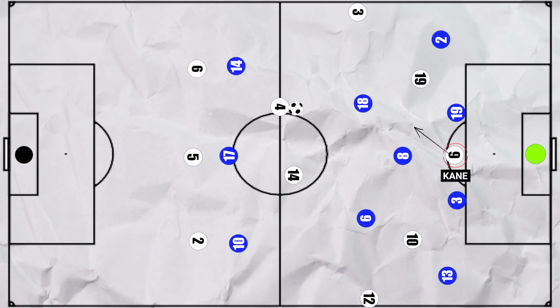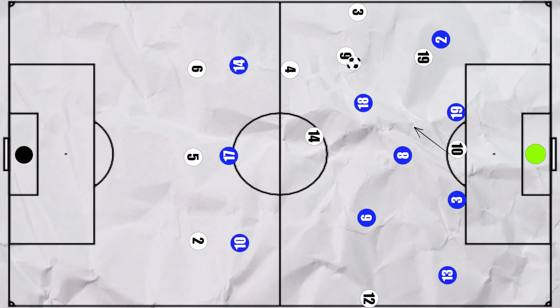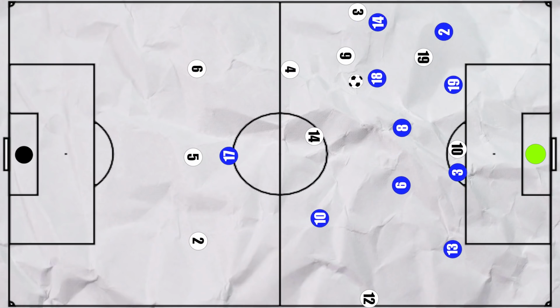When Kane dropped deeper higher up, it was often to the left-hand side, which created an overload dragging Italy across, and that would make space down the right, where Trippier and Walker combined well.